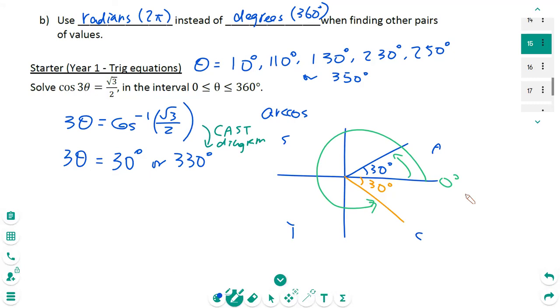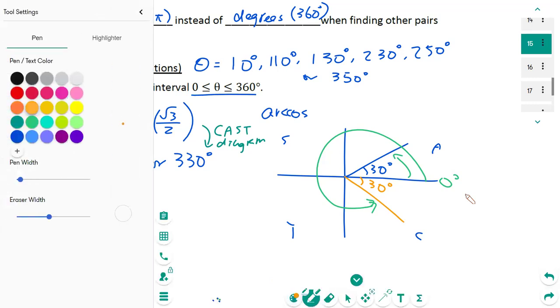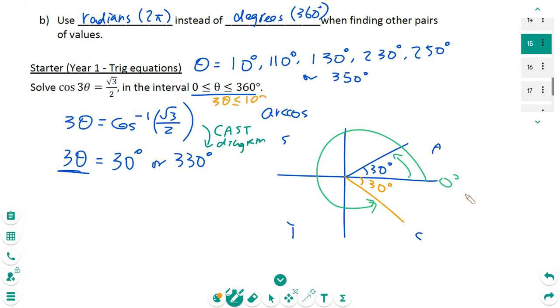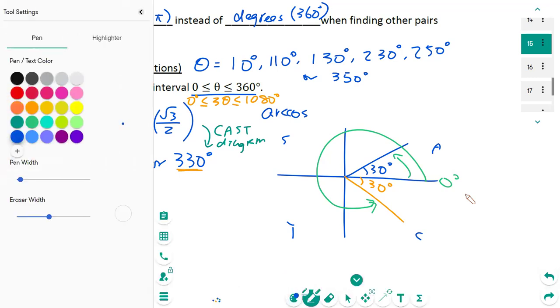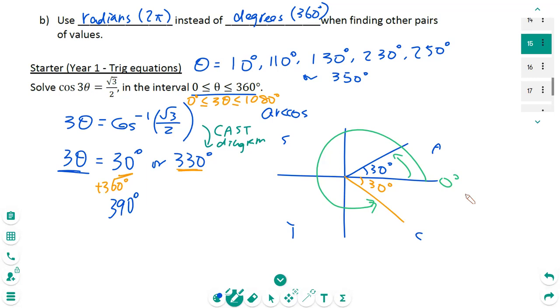All right. Next, what we also need to take care of is the 3 theta, because 3 theta means the domain for theta from 0 to 360 will be expanded. We have to multiply by 3. So 3 theta is between 0 and 1080 degrees. Now you see our 330 and 30 degrees are way below 1080, which is our maximum value. So what can we do to find more answers? We can add 360 to find more pairs. We keep adding 360 until we reach the limit of the domain. So add 360 to 30, which is 390 degrees, or 330 plus 360 is 690 degrees. Again, 690 is still a bit off from 1080, so we keep adding 360 degrees to it.